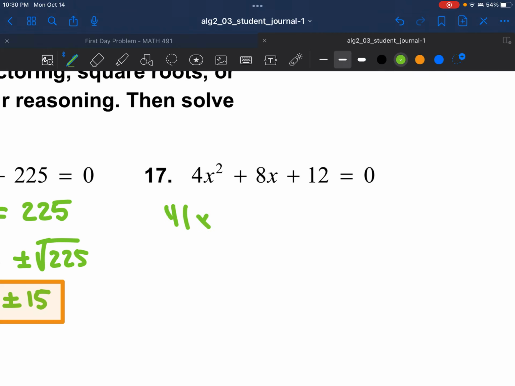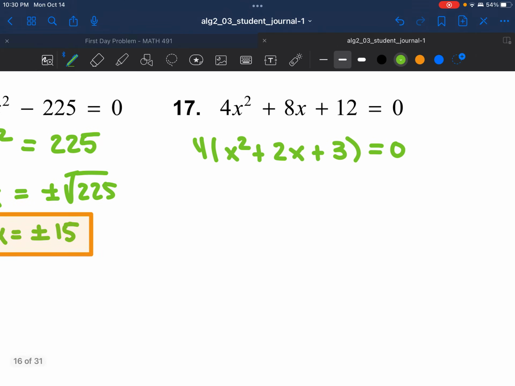Actually, instead of doing that, let's do it like this. Let's just factor a 4 out. That's more appropriate. And then on the inside here, this should be factorable. Let's see. So 1 times 3 is 3. And I know that I can't get a positive 2. We're going to have to complete the square. So I'm going to take this inside bit, and we are going to complete the square.